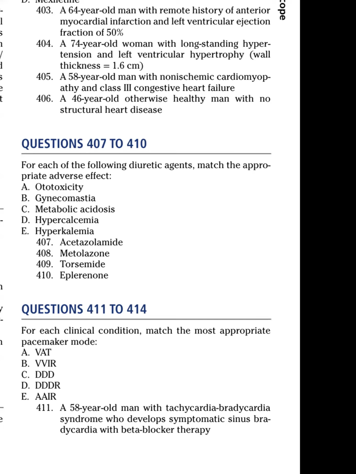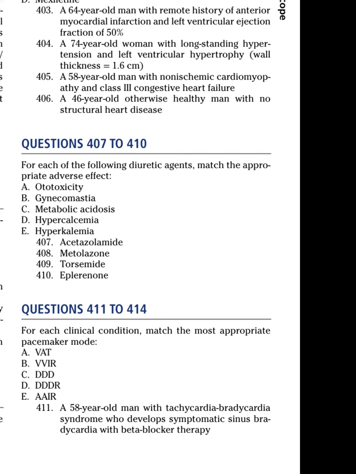Looking at their side effects, we can all remember that thiazide-like diuretics or thiazide diuretics mainly cause hyperuricemia, which can lead to gout. They also cause hypercalcemia. For the thiazide-like, they have more of hypercalcemia than hyperuricemia. MRAs, because they are potassium sparing, will cause hyperkalemia in patients. For the loop diuretics, they can have all the electrolyte derangements.